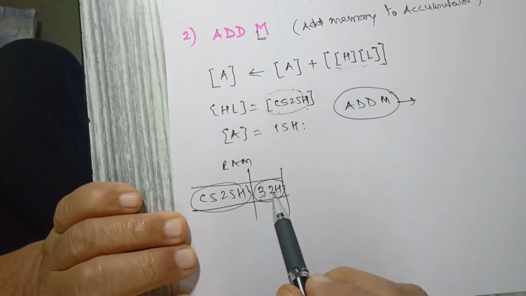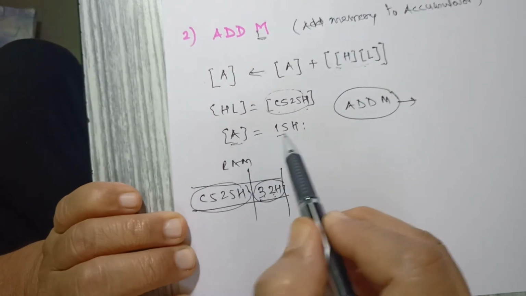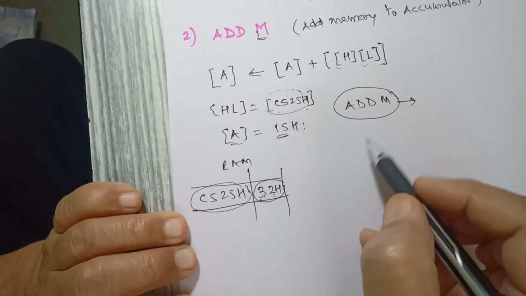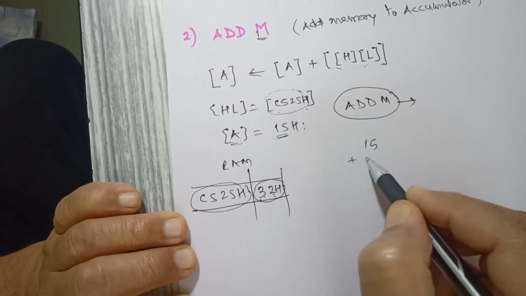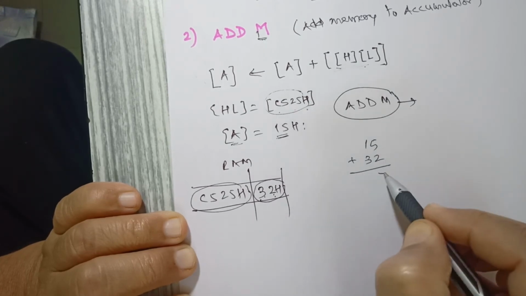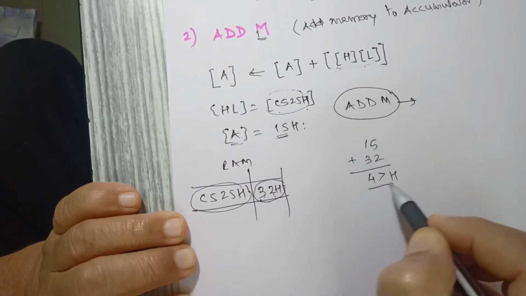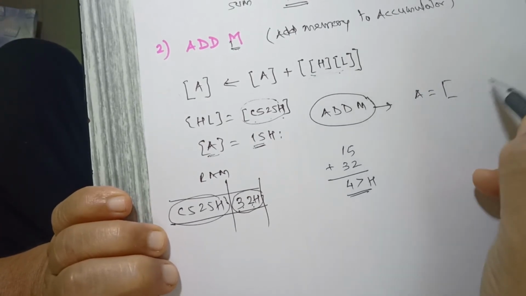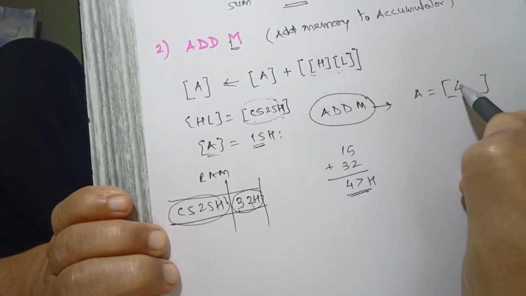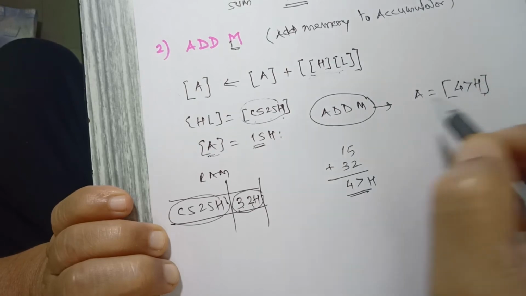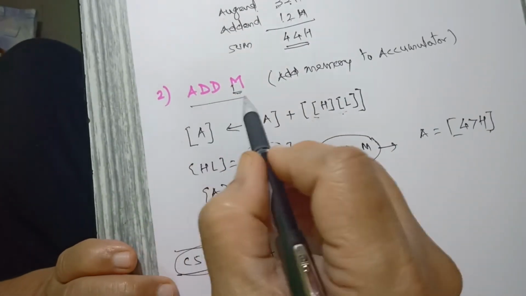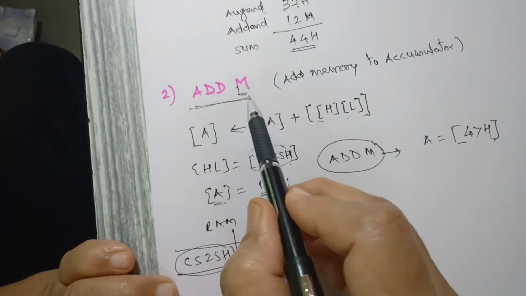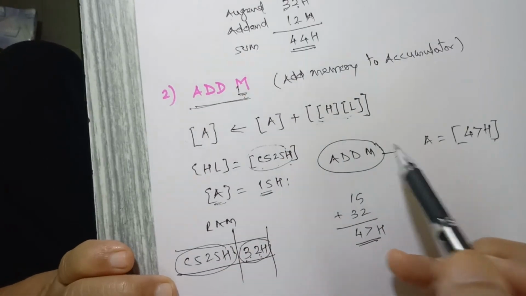This 32 will get added to the accumulator which has 15, and the result will be 15 plus 32, so that is 47 hex. So the accumulator after execution will hold 47 hex. So using this instruction you can add the content of a memory location.